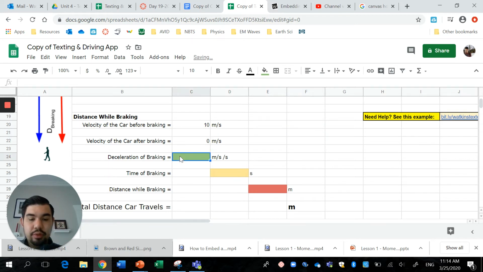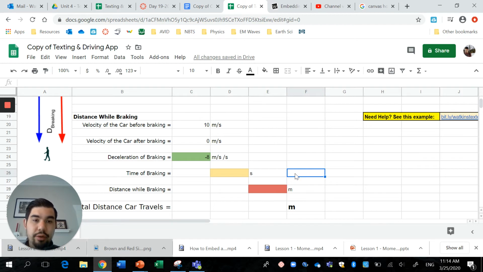All right. Deceleration of braking. Again, this is a number you guys can type in. Just notice it's deceleration, so you're slowing down, so it should be a negative number. All right, figure out time of braking. Now this you need to, again, put in a formula to figure out time. So, and this is while accelerating.